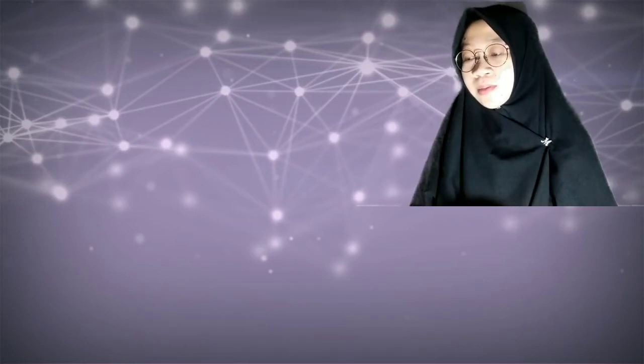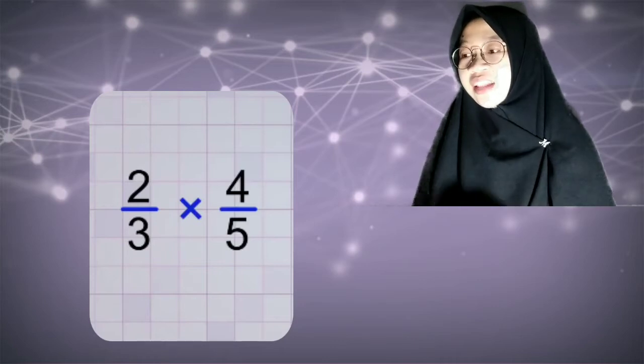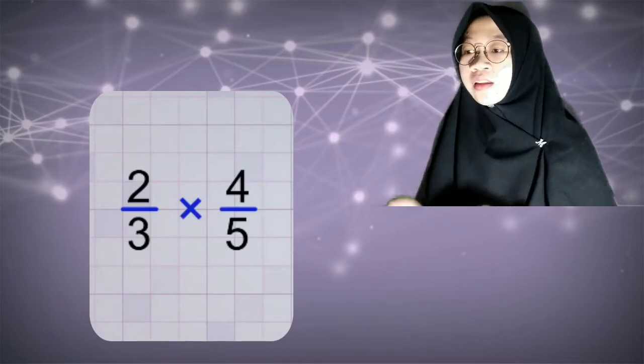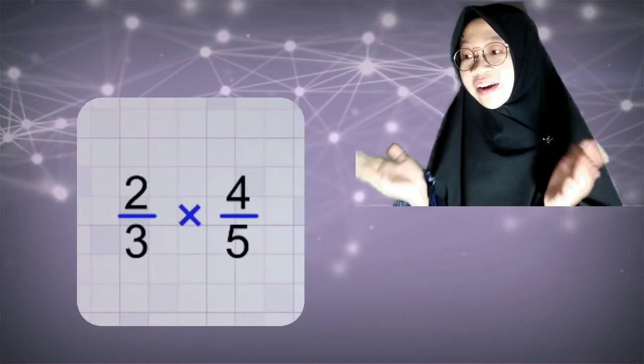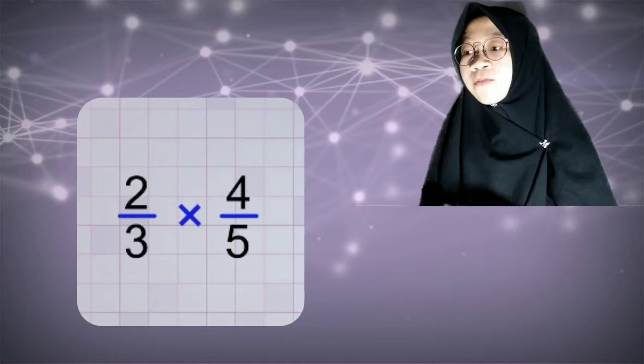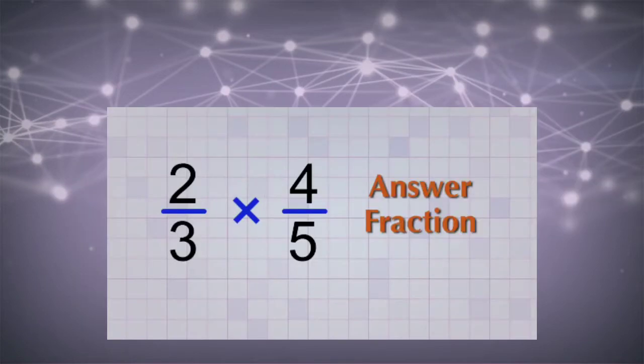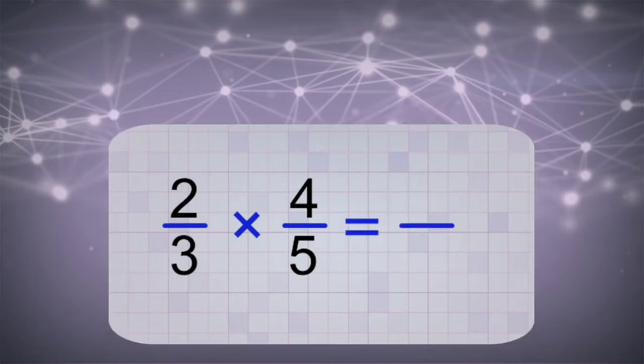Let's try this problem. 2 over 3 times 4 over 5. Now, we could rewrite the problem like we just saw. But that's not necessary as long as we remember the procedure. First, we know our answer is going to be a fraction. So, let's go ahead and write a new fraction line for it.